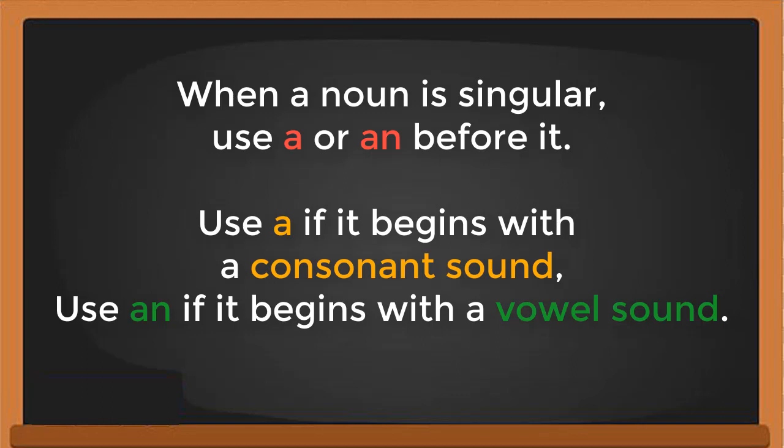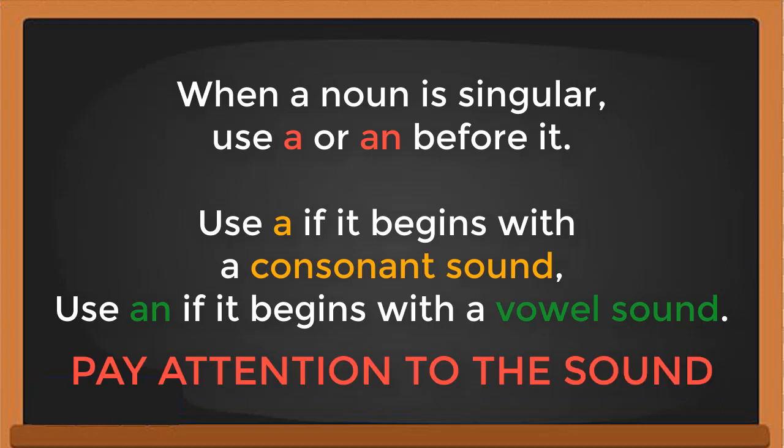Now there are two kinds, a and an. We use a if the noun begins with a consonant sound. Remember, this is the sound, not the letter. Use an if the noun begins with a vowel sound.